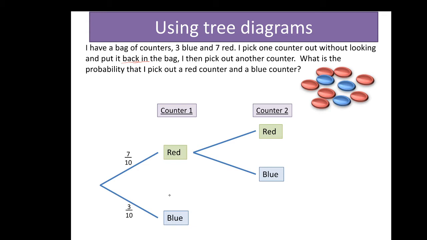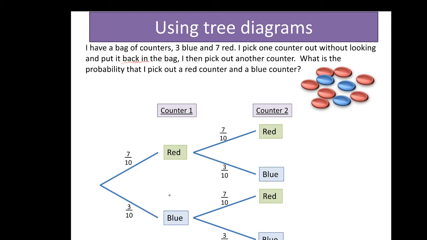Then for counter 2, in my first world, I could have got a red. Then I could get a red or a blue in my second world. Now remember, I put that red counter back in the bag, so there are still 7 red counters in the bag, which means there are still 3 blue counters in the bag, 10 counters in total. So those probabilities are the same. Okay, if I didn't replace it, it would be different. That would be dependent. That's in the next lesson. I could go back in time. I could have gone down this path instead, and I got a blue and then a red or a blue. Get my probabilities.